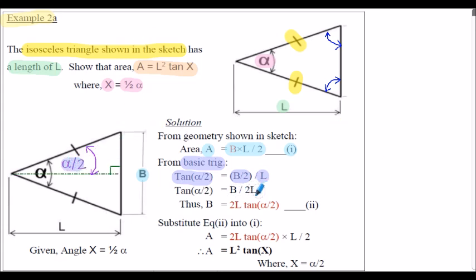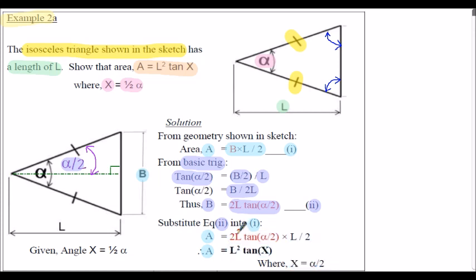What I've done on the next line is simplify the expression, because b divided by 2 divided by L can be written as b divided by 2L. And then I've rearranged the equation for b, multiplying both sides by 2L. That's equation 2. What we do now is substitute equation 2 into equation 1. So we have area is equal to 2L tan alpha divided by 2, multiplied by L upon 2. So simplifying, we can write that as A is equal to L squared multiplied by tan of x, where angle x is actually alpha divided by 2.